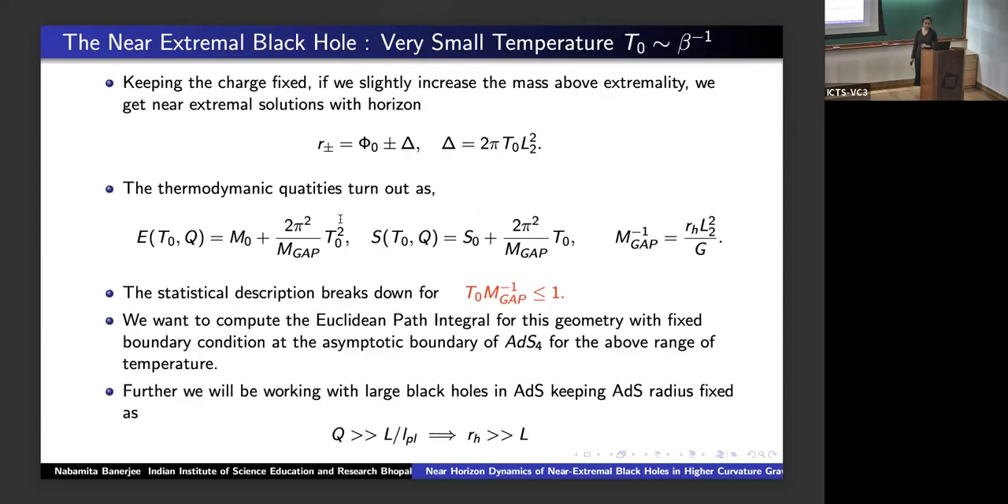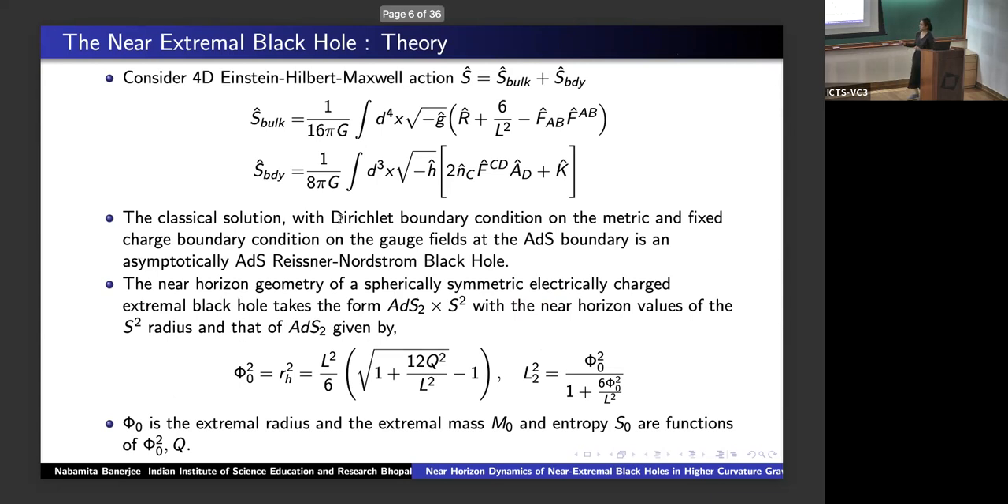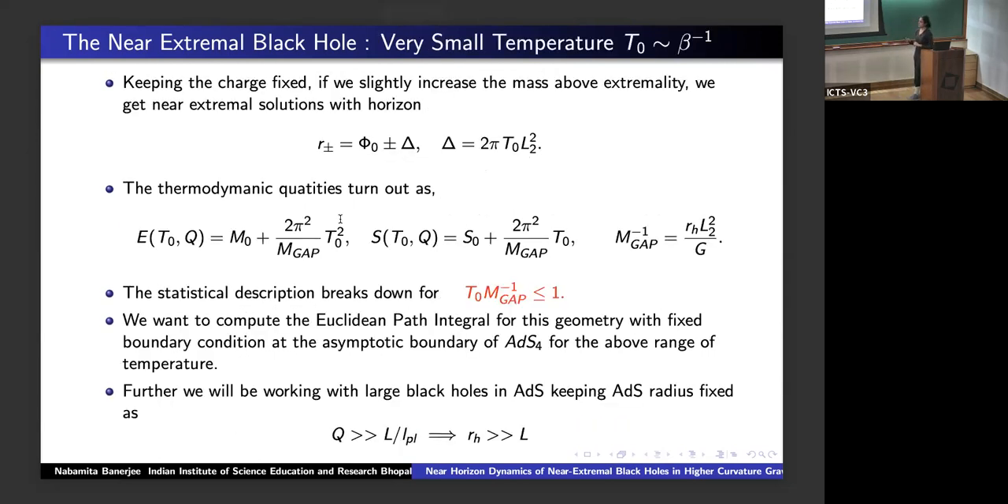Okay. So now this was the extremal geometry, right? But our interest is in studying the near extremal solutions. So how do I go near extremal? First of all, we want to understand this system at a very small temperature, so my T naught would be small. The way I am going near extremal is the following: we keep our charge fixed, but increase the value of the mass above its extremality by a small amount. What it effectively does is take me away from my extremal horizon.